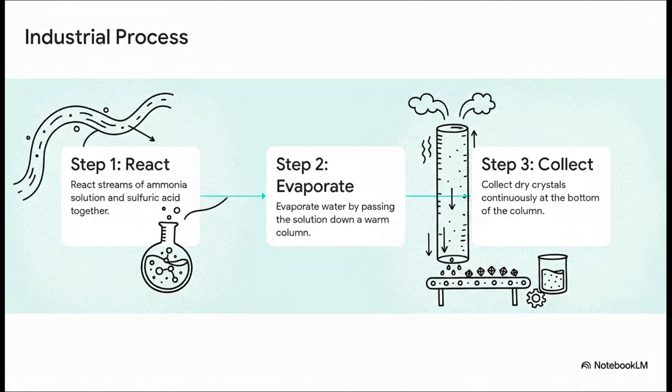So let's check out the industrial process first. It's laid out in 3 steps. Now, pay really close attention to the words they use here. Things like reacting streams of solution, passing it down a column, and collecting crystals continuously. These are all huge clues about how this process works on a big scale.